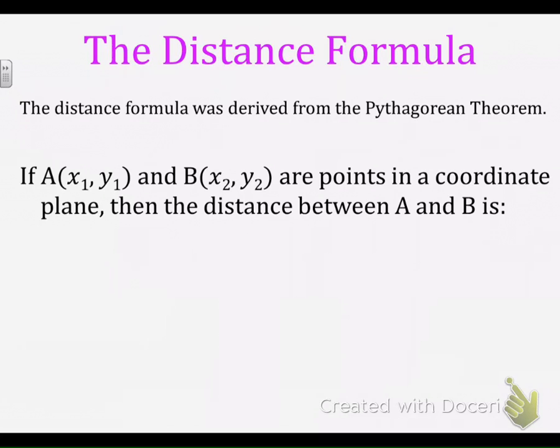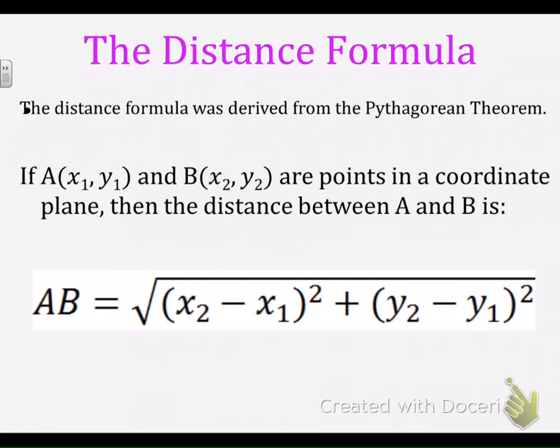If A, so x1 and y1, and B, x2 and y2 are points in a coordinate plane, then the distance between A and B is the formula: the square root of x2 minus x1 squared plus y2 minus y1 squared.